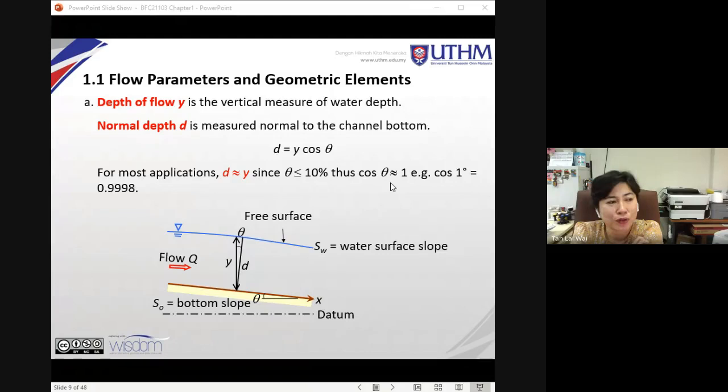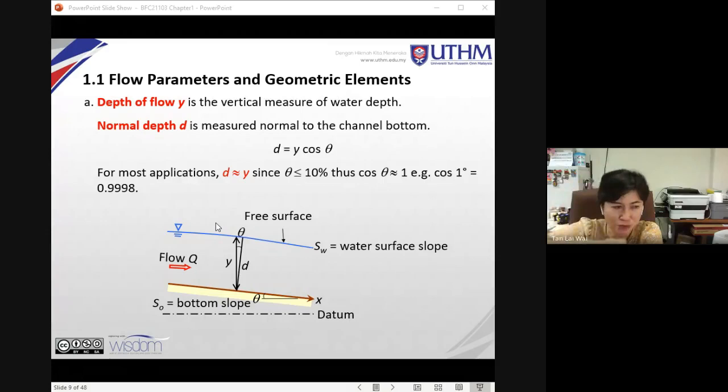Now, depth of flow and normal depth of flow. When I say normal depth, it's actually the depth which is measured perpendicular to the bottom of the channel. When you look at this diagram, the D is measured from the free surface, and it is perpendicular to your channel's bottom. So that is your D. Your depth Y, the depth of flow Y, is vertical. That means vertical measure from free surface to the bottom.